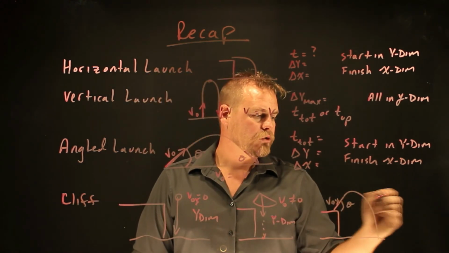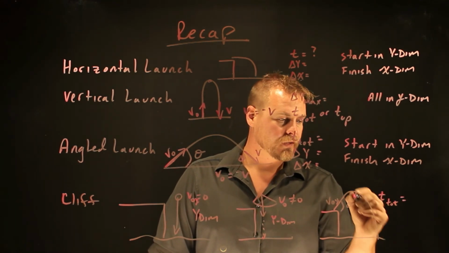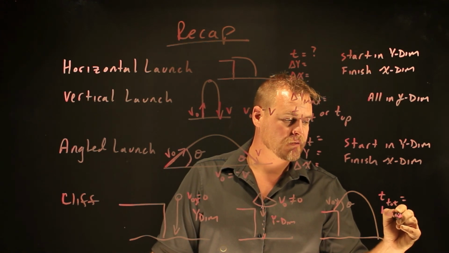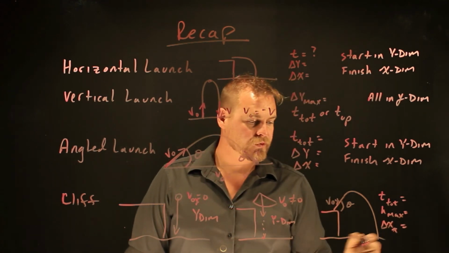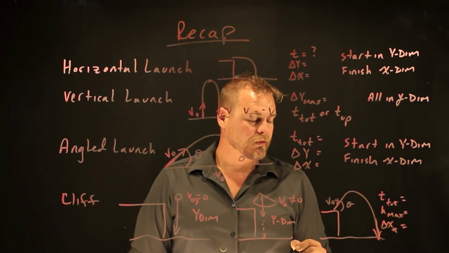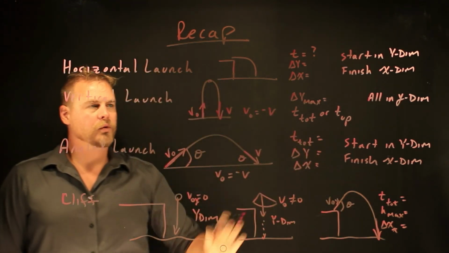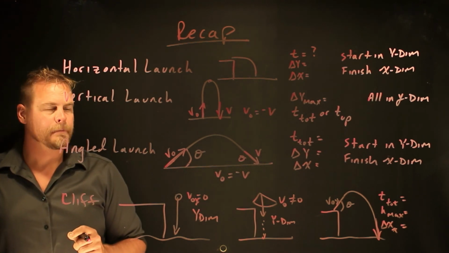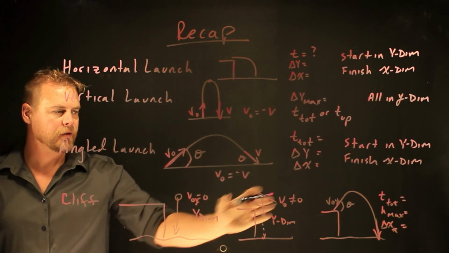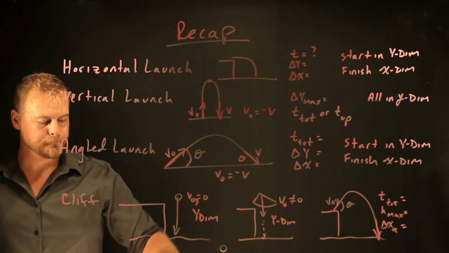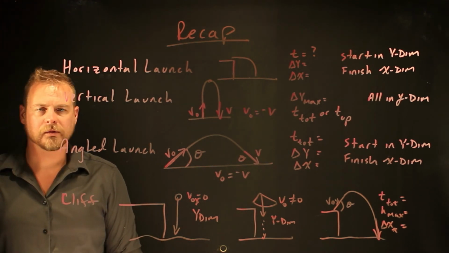And then this one, you have a range of things. You could do total air time, you could do max height, you could do max distance, you could do impact velocity, lots of different things you could ask about this one. So this is kind of all of the projectile motion problems all in one spot. And you should be able to do horizontal launches, vertical launches, angle launches, and then the different types of cliff launches. Okay? So we're going to go through a lot of practice of these in class. We'll do a couple of labs with these as well.